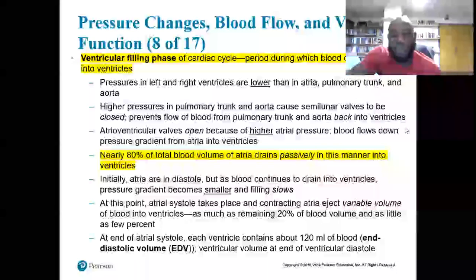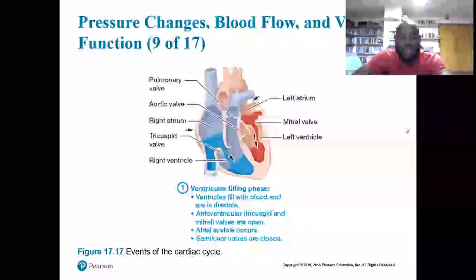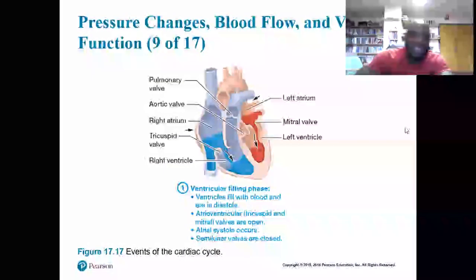So at the end of atrial systole, each ventricle contains about 120 milliliters of blood, which is called your end diastolic volume. So this is blood that has gotten into the ventricles while the ventricles are basically at rest during their filling phase. Right, this is a picture of that.